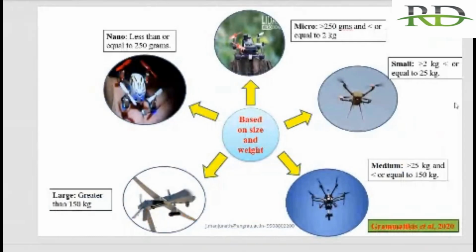This is based on size and weight: nano, micro, small, medium, and large. They are divided into 5 categories based on the weight of the drone. Next, I will show the details.